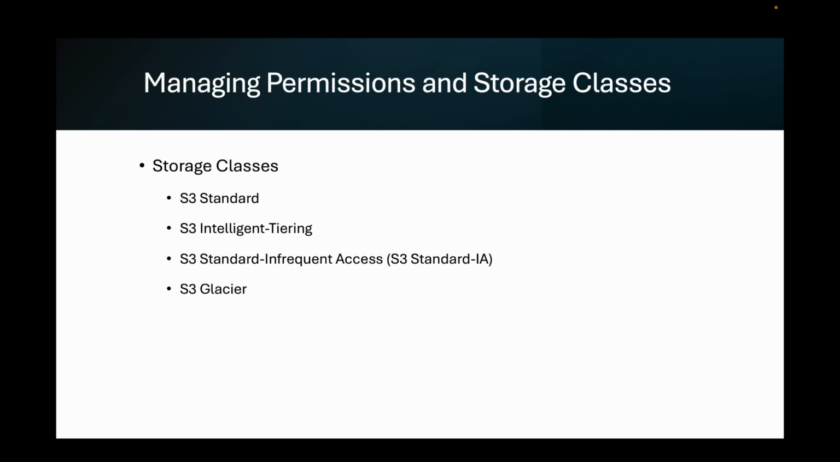We have S3 Glacier, low cost storage for long term archiving. Retrieval times can range from minutes to hours. And then we also have S3 Glacier Deep Archive. It's the lowest cost storage class for data archiving. Retrieval times are typically in hours.